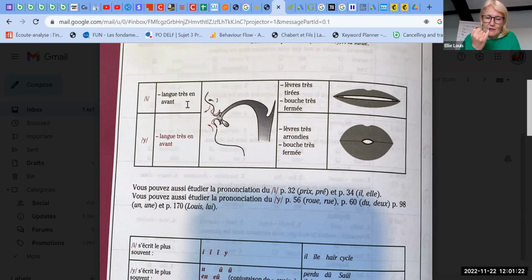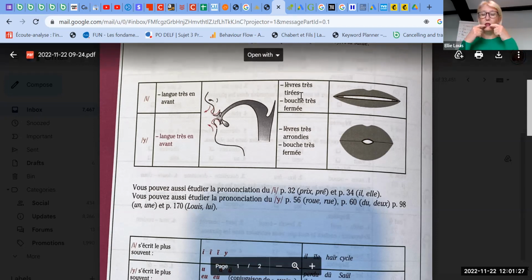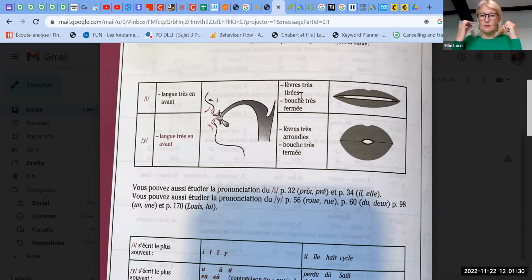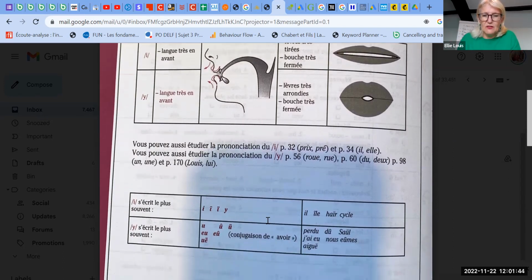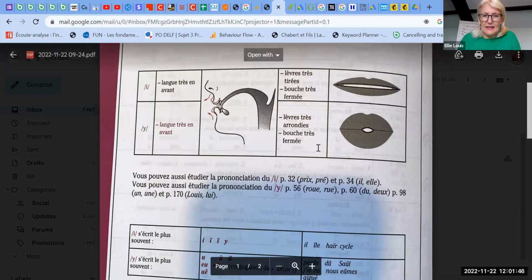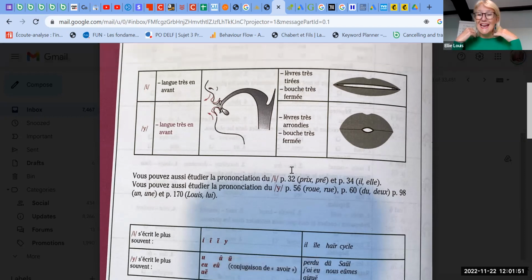So your tongue is really far forward. Lèvres très tirées. So your lips are pulled. And la bouche très fermée, the mouth closed. Now, if you create this sound without doing that position, you will create a different sound. So it's useful to know that, isn't it? So if we just think about that and you try to say the sound il. Now, if you go il, you're creating a different sound because your mouth is moved to a different position.